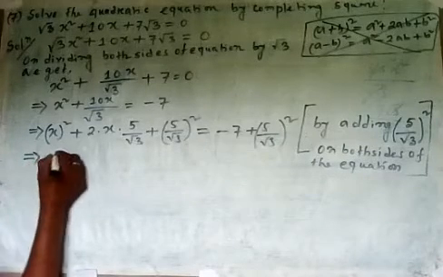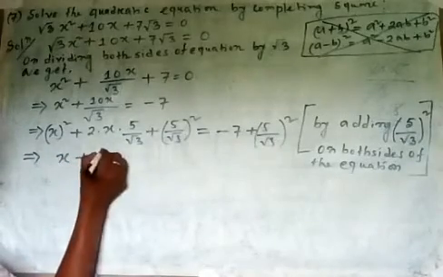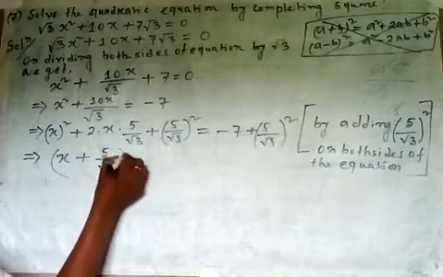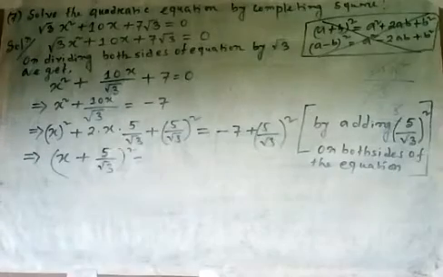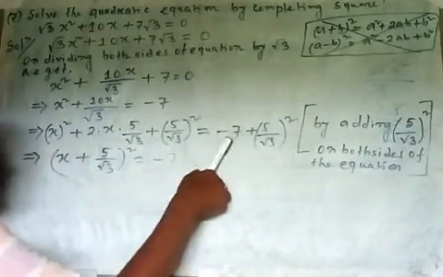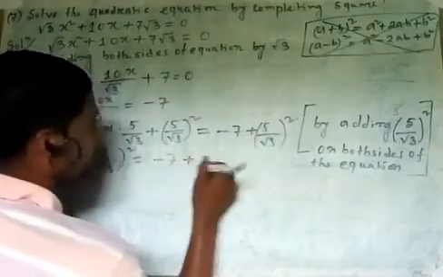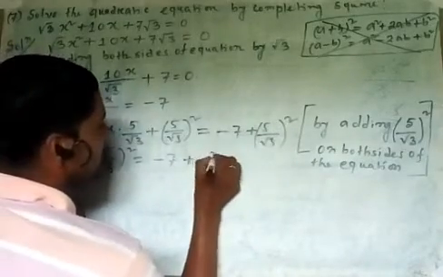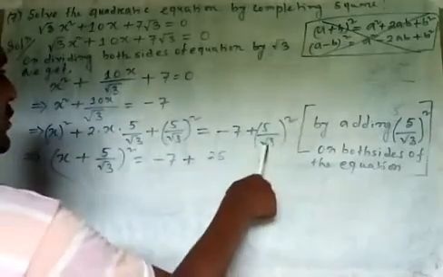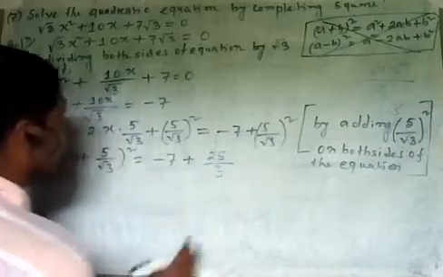a value is how much? x. Plus b value is how much? (5 by root 3) whole square equals, minus 7, plus 5 square means how much? 25. Root 3 whole square, root and square will be cancelled. How much remains? Only 3.